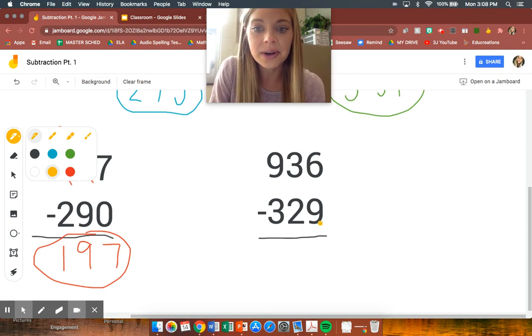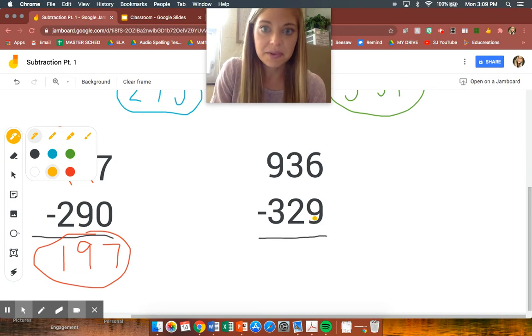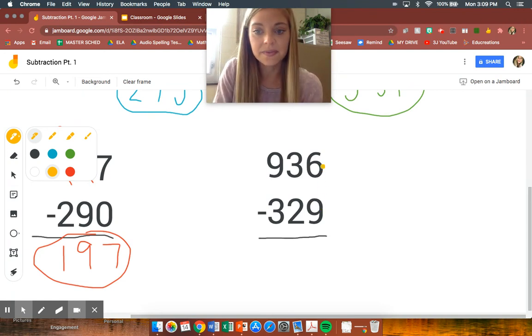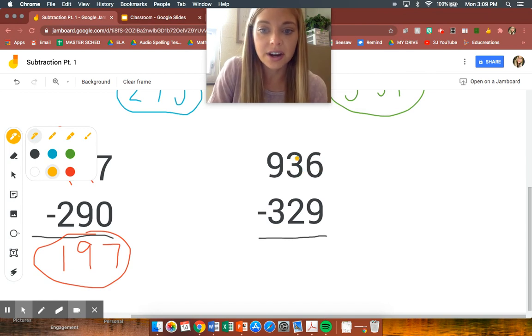We always start in the ones place. 6 minus 9. That is a big bottom problem, right? We cannot do it. Big bottom problem is like we've had in many of these other problems. It's when the bottom number is bigger than the top number, okay? If we have 6 Skittles, we cannot take 9 of them away. So that means I have to go borrow over here in the tens place.